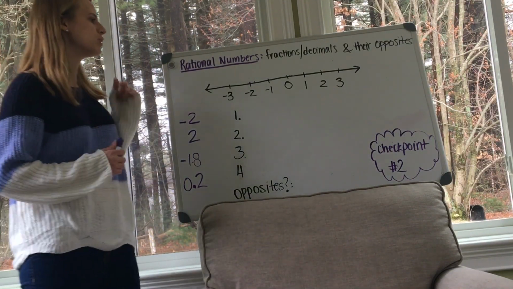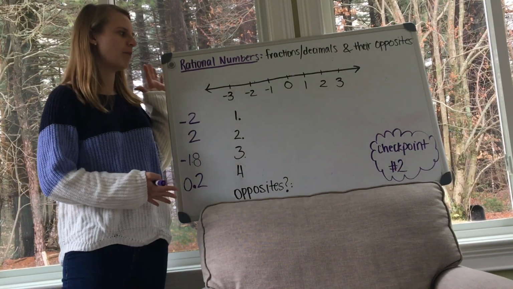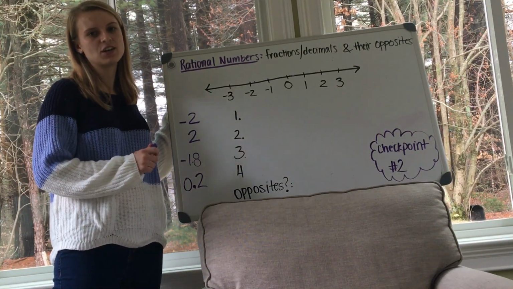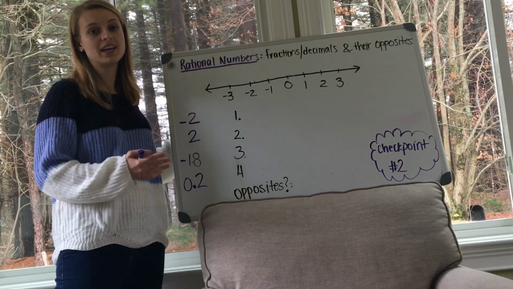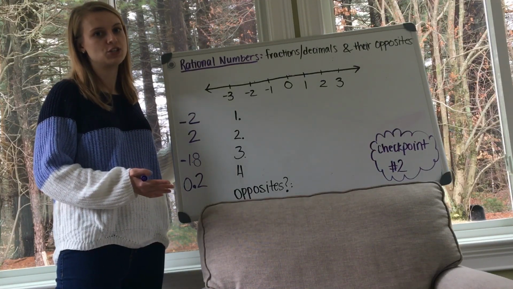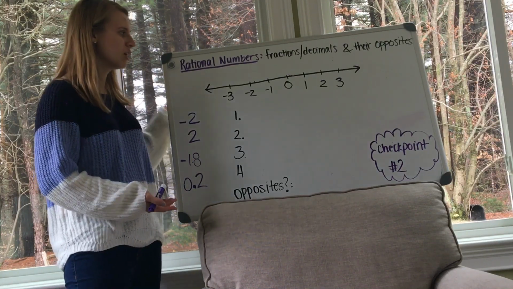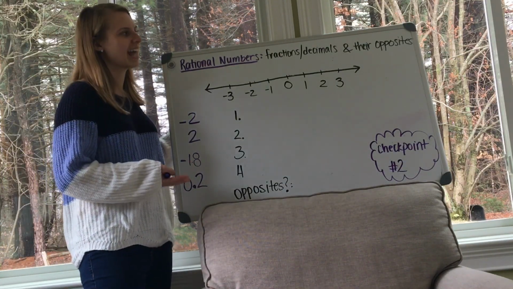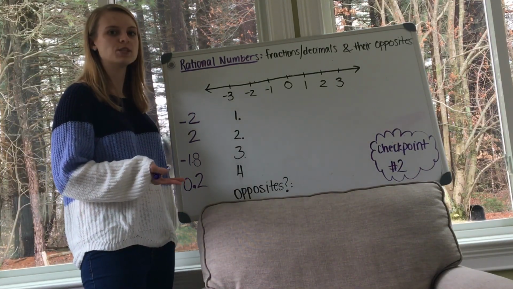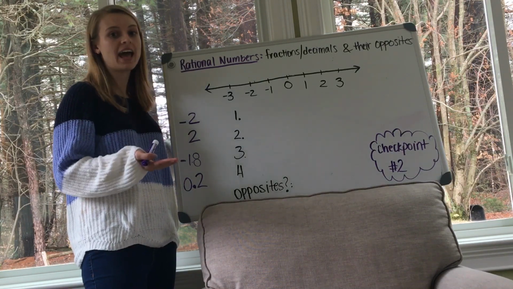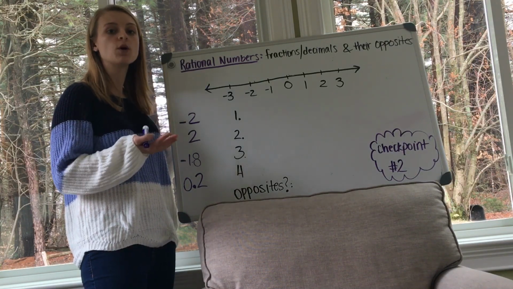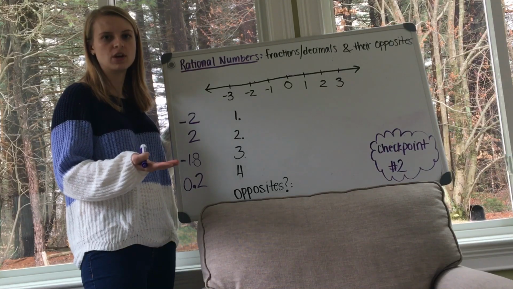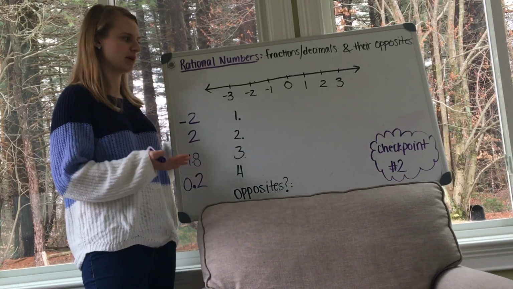We're going to move on to checkpoint number 2. We're going to start by defining rational numbers. The unit is called rational numbers, so of course you should know what that means. Rational numbers are fractions, decimals, and their opposites. Okay, so we could be talking about -1/2 and 1/2, or even whole numbers, -2 and 2. We're talking about positive and negative numbers.